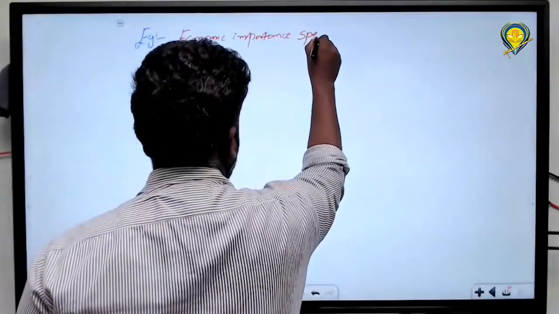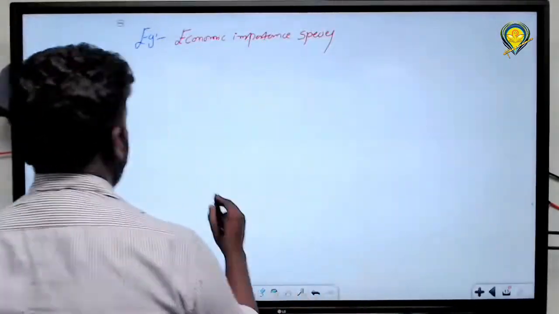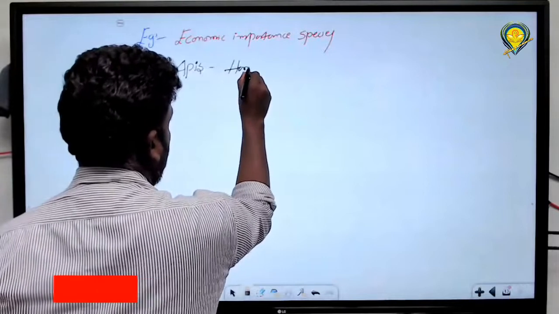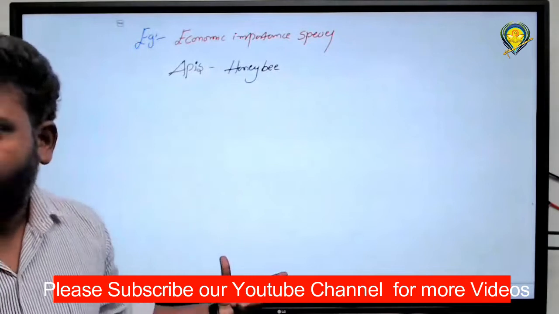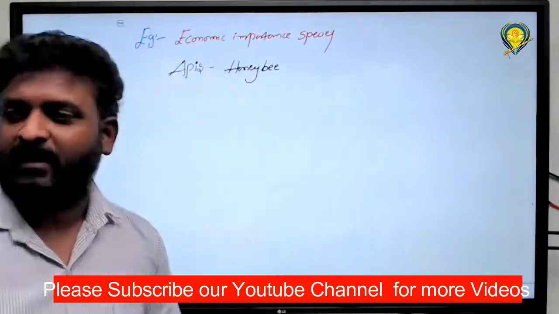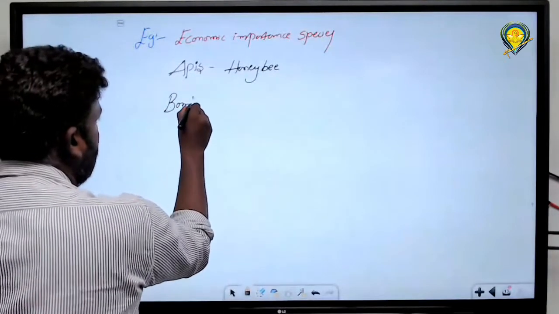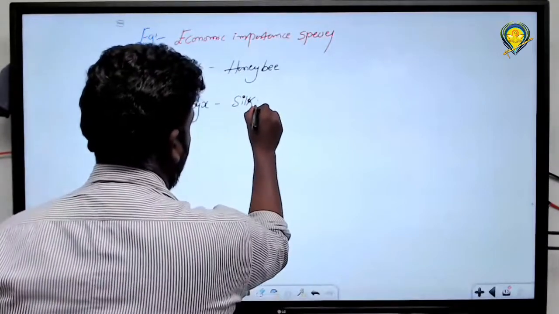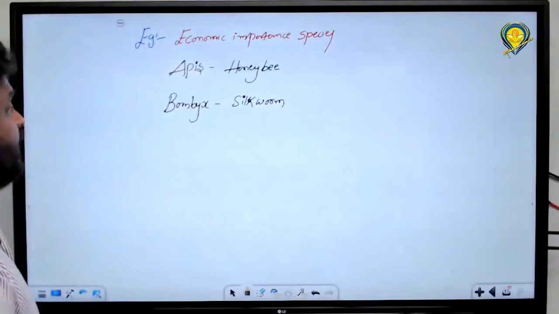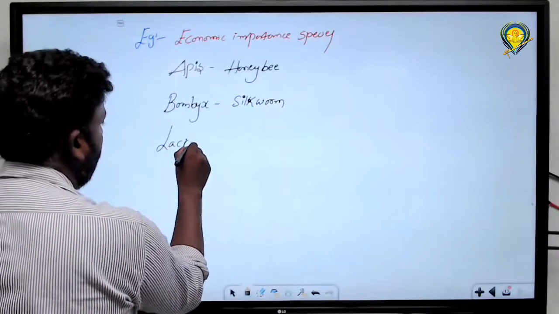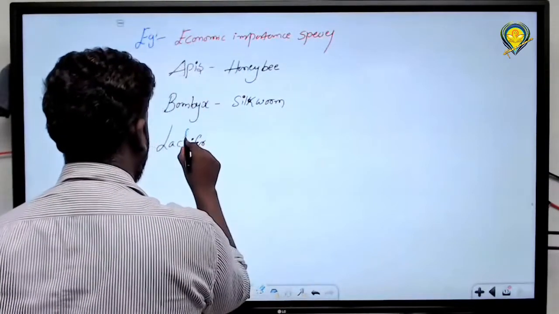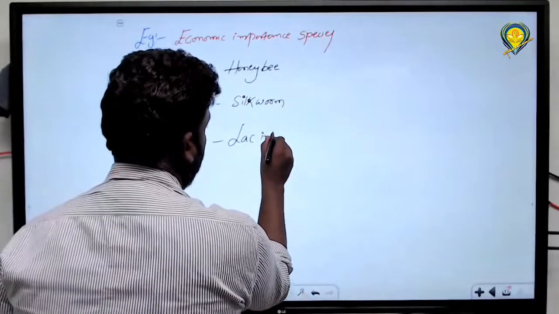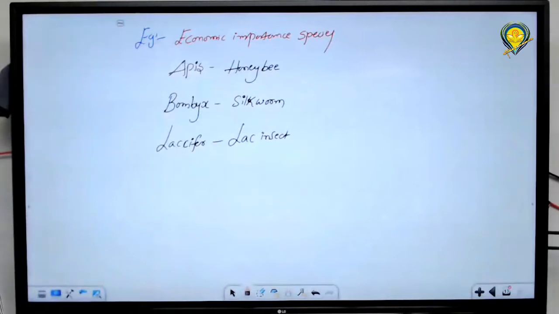Economic importance species, right? The first one, what? Apis. Apis indica means what? Definitely, it's about honeybee, right? Mini scale and large scale, we can get the profit from that, right? Economic, right? And next one, Bombyx mori, right? And next one, like even Lactifer. Lactifer means what? Lac insect, right? These are.